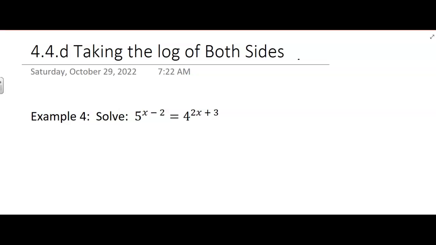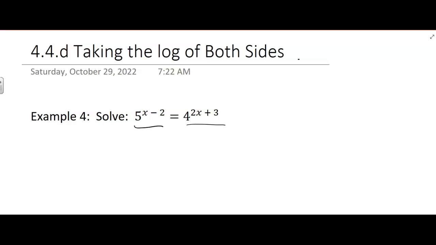Okay, sometimes it's a little more complicated. Okay, so you have 5 to the x minus 2 on this side and 4 to the 2x plus 3 on the other side. You can't add anything to both sides. You can't divide by anything on both sides. They're both isolated, but the bases aren't the same, so you can't pop out the exponents like we were doing.